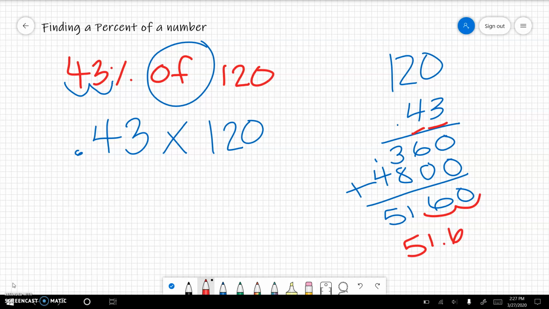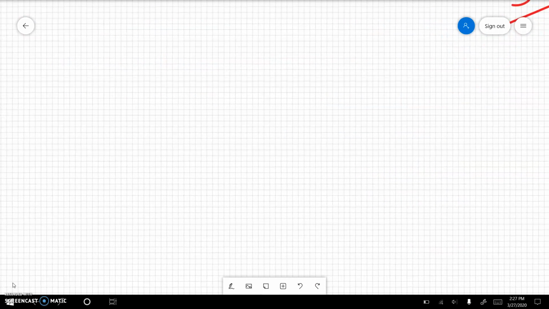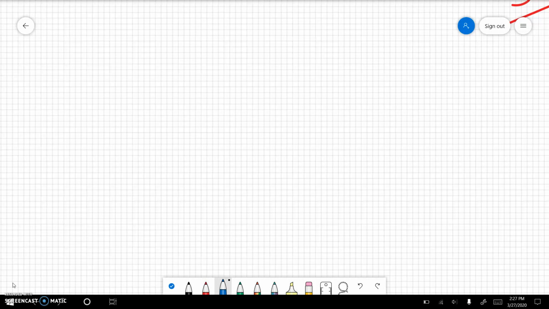This would be like 51 people out of 120 people brought brownies for dessert or something like that. This is not a percentage. This is just 51.6. So if I do another example like that, I could have, let's see, 30% of 63.